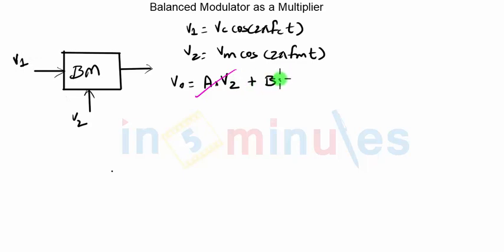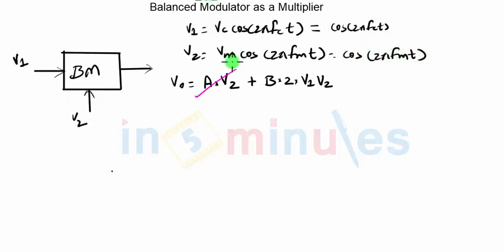In the second term we had written the constant B. I kept an extra 2 outside because later on I was going to use the formula of cos A cos B. After this constant we actually had the two signals being multiplied, V1 and V2. To keep things simple, we had clubbed the peak amplitudes of V1 and V2 inside the constant B. So later on I took my signal V1 as simply cos 2 pi fct, assuming Vc to be 1, and V2 as cos 2 pi fmt. I'm just assuming peak amplitudes to be 1 for simplicity.